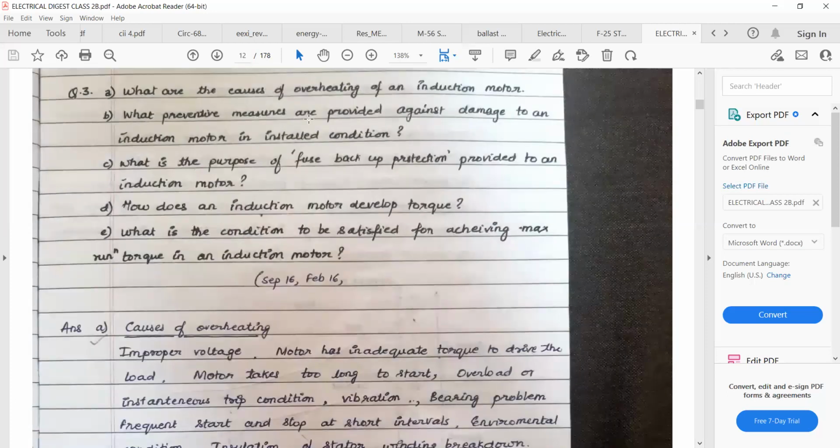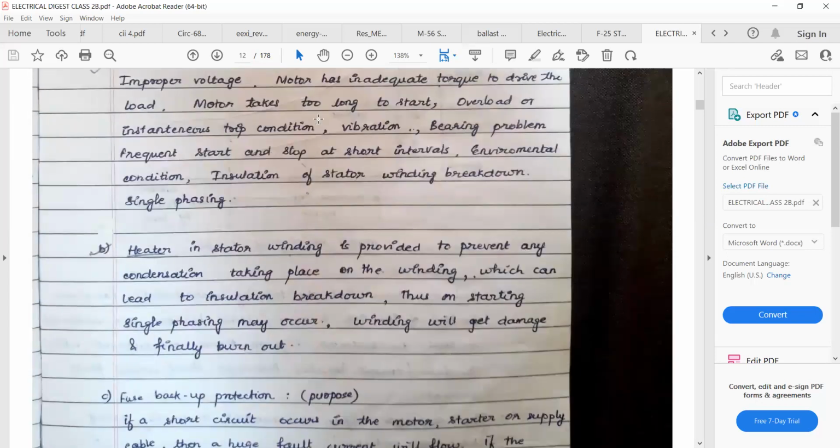So next they are asking what preventive measures are provided against damage to an induction motor in installed condition. So how are we saving our motor from damage when they are installed? Heaters are provided in the stator winding to prevent any condensation taking place in the winding, which can lead to insulation breakdown. Thus, on starting, single phasing may occur and the winding will get damaged and finally burnt out. Clear? These two are clear?